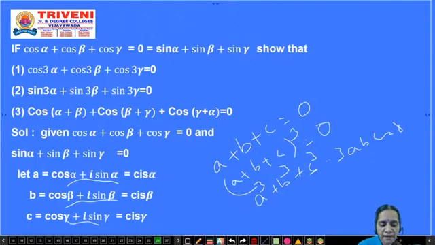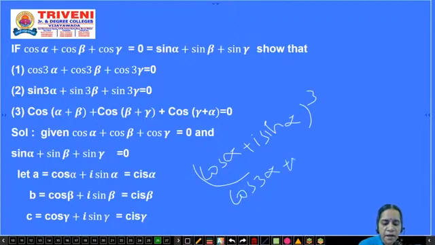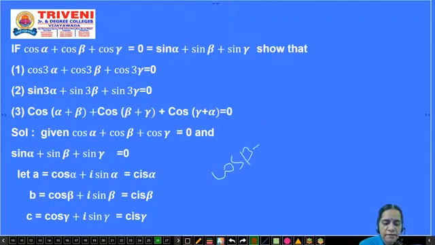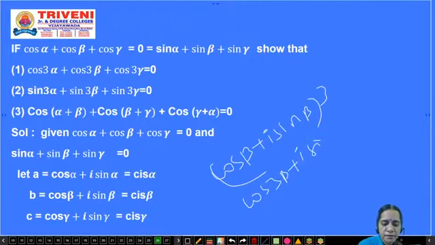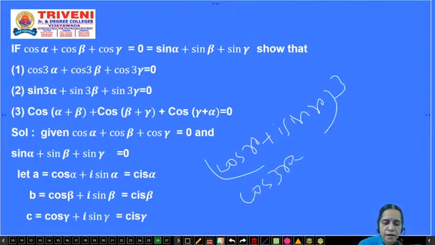Cos alpha plus i sin alpha whole cube can be written by De Moivre's theorem like this: cos 3 alpha plus i sin 3 alpha. Similarly, cos beta plus i sin beta whole cube is equal to cos 3 beta plus i sin 3 beta, and cos gamma plus i sin gamma whole cube can be written as cos 3 gamma plus i sin 3 gamma. Like this you have to write this formula.